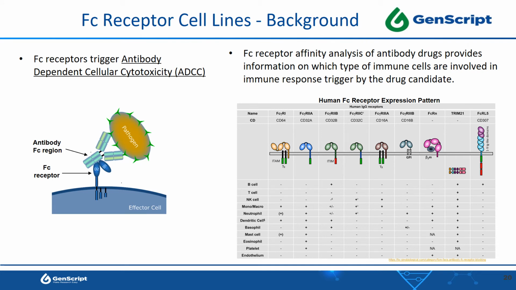As you can see, their expression patterns are all different in a variety of different immune cells, and they can recruit different types of immune cells to the pathogen and activate the immune response. The Fc receptor affinity analysis of an antibody drug provides information on which types of immune cells are involved in the immune responses triggered by the drug candidate.